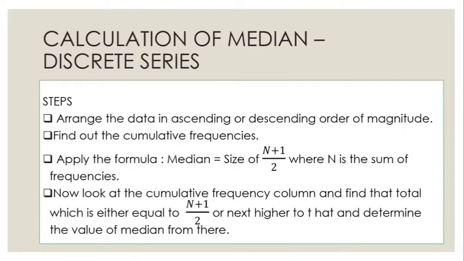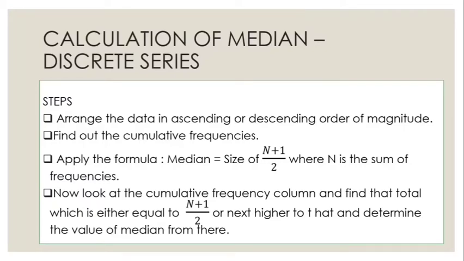Now next is calculation of median in case of discrete series. Here also the first step is we have to arrange the data in ascending or descending order of magnitude. Then we have to find the cumulative frequencies. Then we have to apply the formula: median will be equal to the size of (capital N plus 1) by 2. You have to take care: here it is capital N, that is the sum of frequencies.